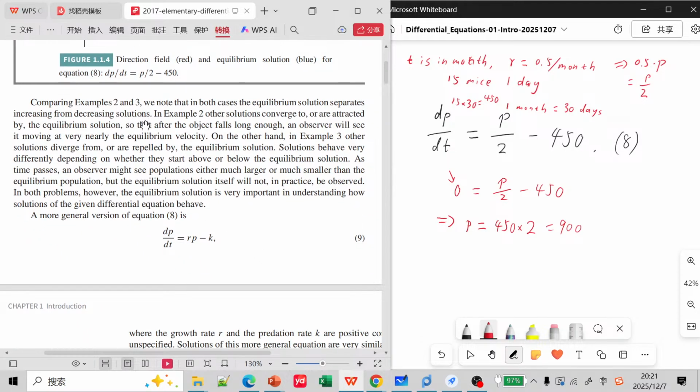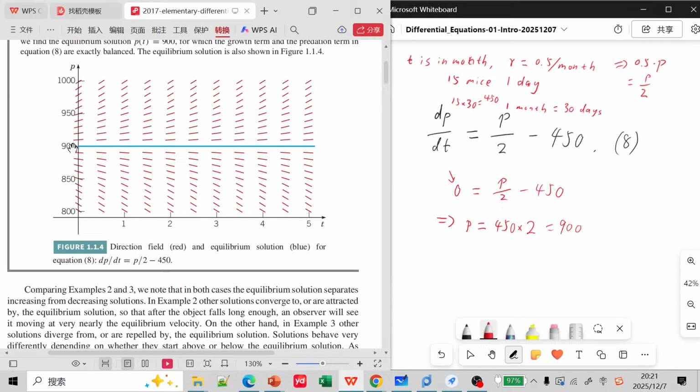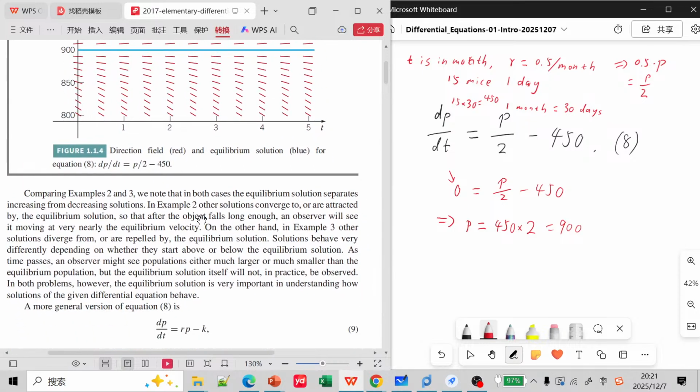Comparing examples 2 and 3, we know that in both cases, the equilibrium solution separates increasing from decreasing solutions. We can look at this: this is increasing, this is decreasing. In example 2, other solutions converge to, or are attracted by, the equilibrium solution, so that after the object falls long enough, an observer will see it moving at very nearly the equilibrium velocity.